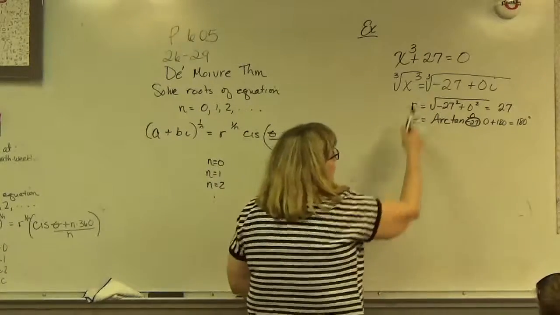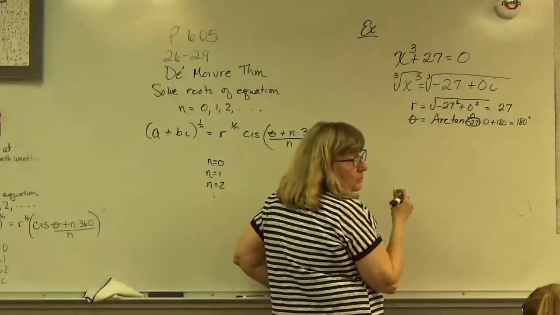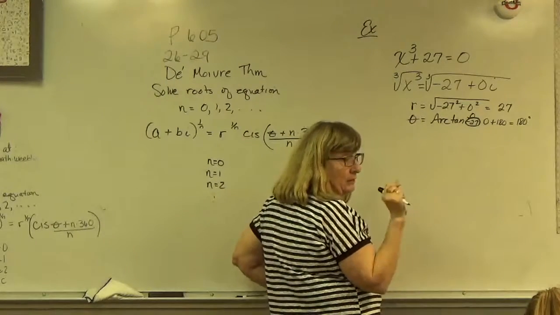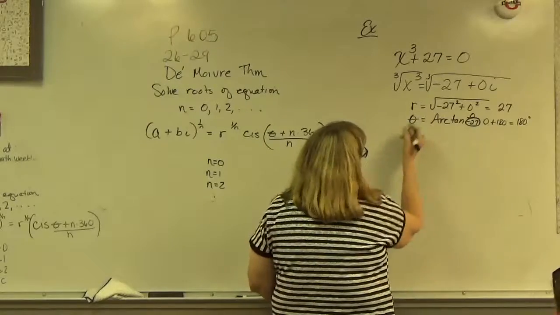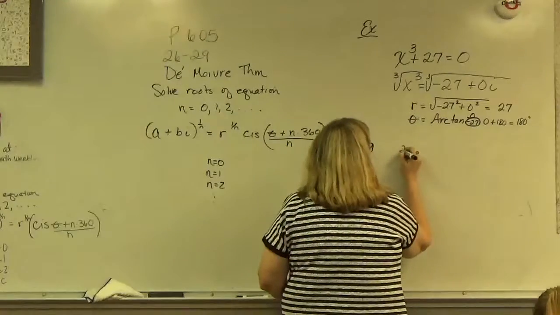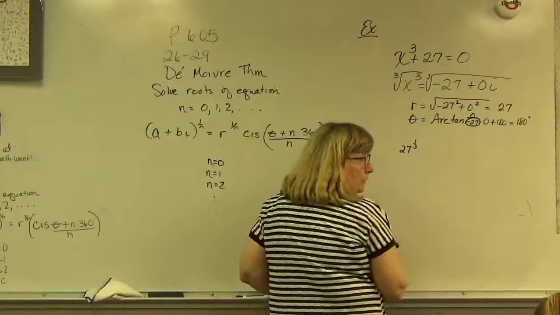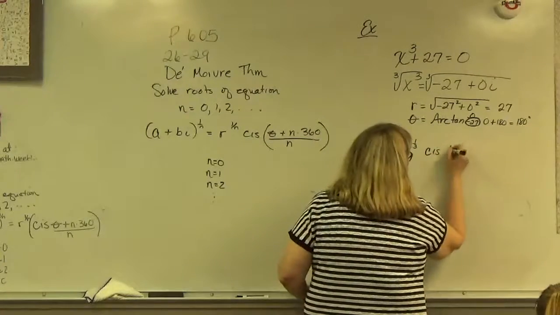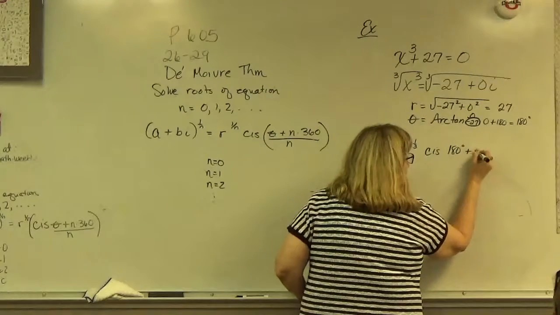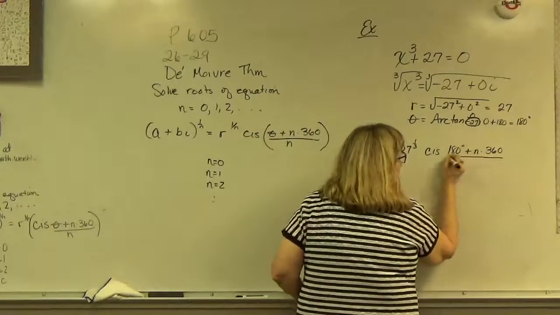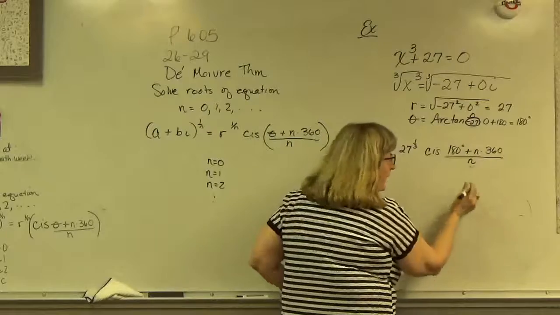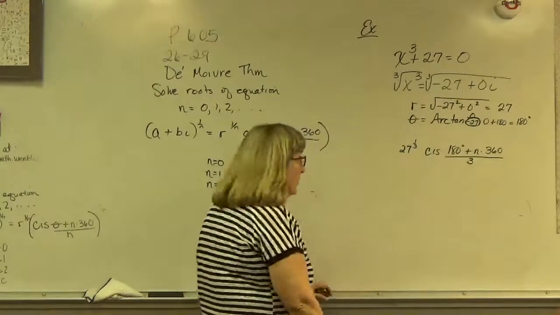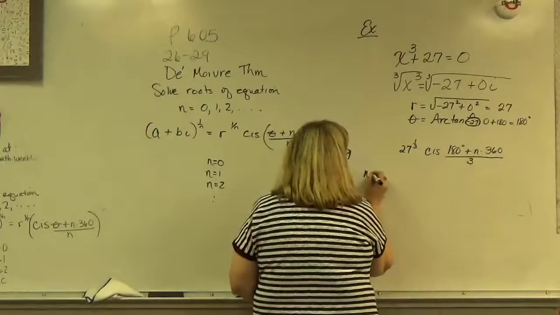Now, we're solving for x to the 3rd, so that means there's going to be 3 answers. So that means you're going to have n equals 0, 1, and 2. Okay, so first, it's going to be what your r is to the 1/3 power. And then it'll be cis of what your angle is plus n times 360 divided by n. And what's my n in this problem? 3. What the power is. Okay, so n equals 0.